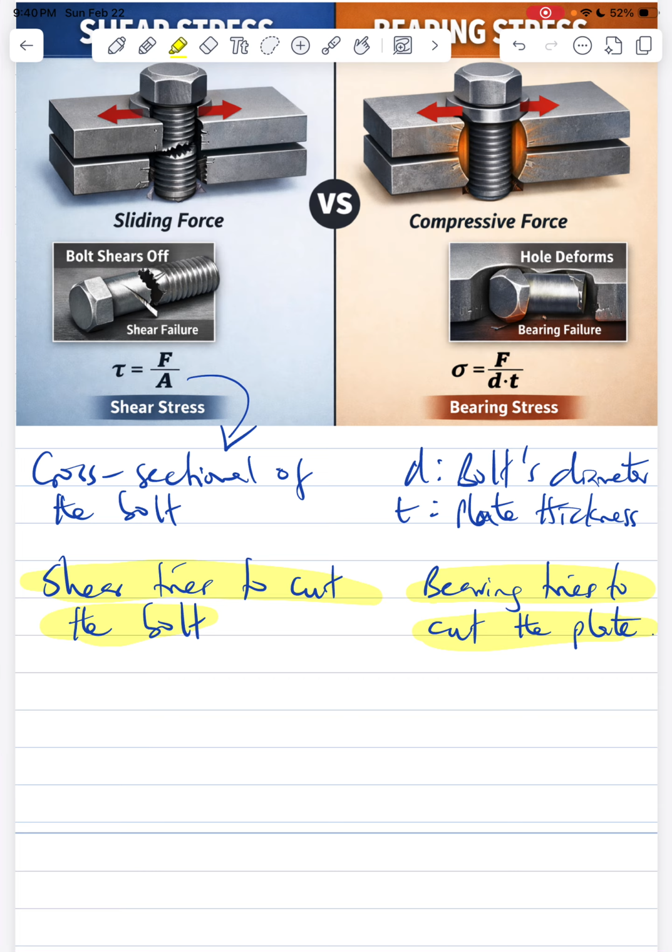Finally, just to summarize: for shear, that's the force parallel to the surface, and the failure mode is the bolt snapping, of course. The area that's affected is the bolt's cross-sectional area. But for bearing, it's the contact compressive force. The hole deforms. For shear, the hole doesn't deform, but the bolt itself snaps. And the diameter times the thickness replaces the area when we want to find the bearing stress.